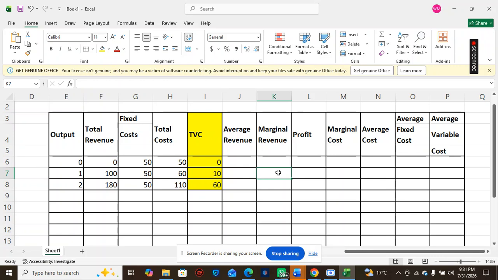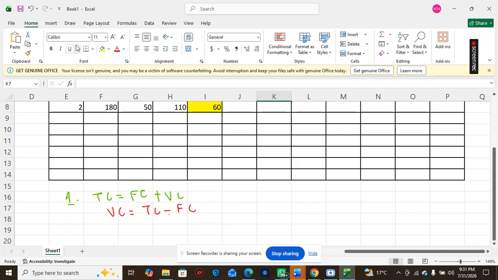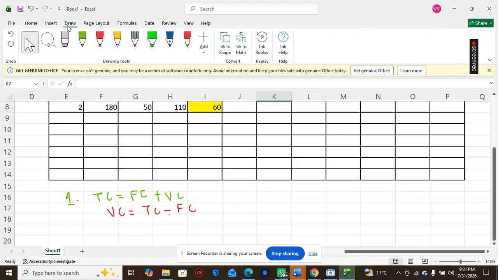All right, go to the next one now. Average revenue. So equation 2, which you need to jot down. Average revenue is revenue per unit. It's your total revenue over your output, or quantity. That is equation 2 that you need to remember.